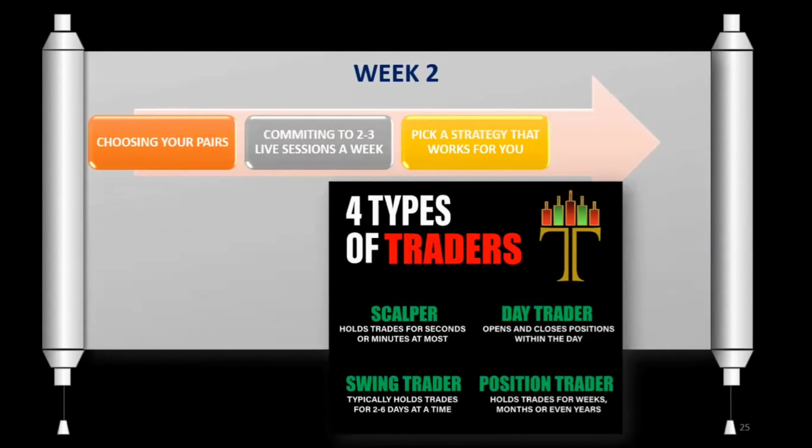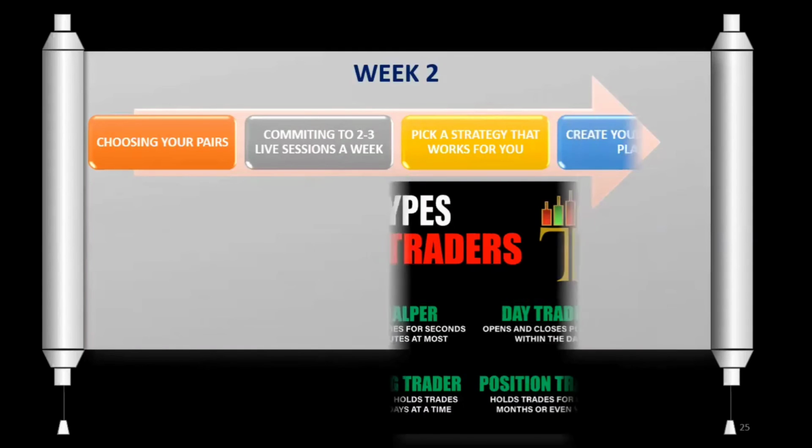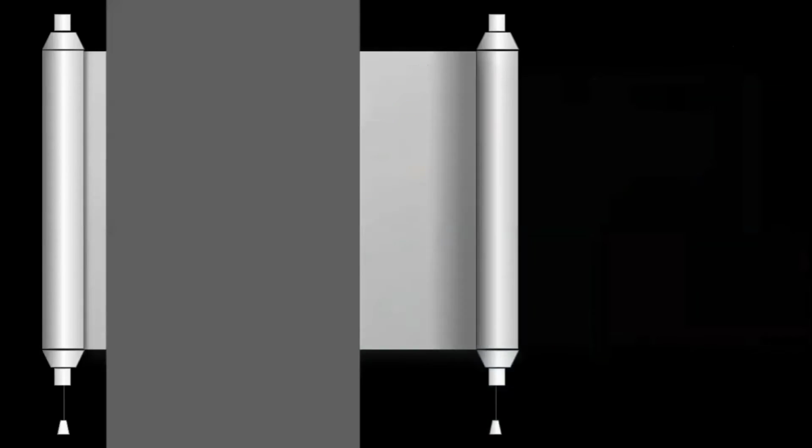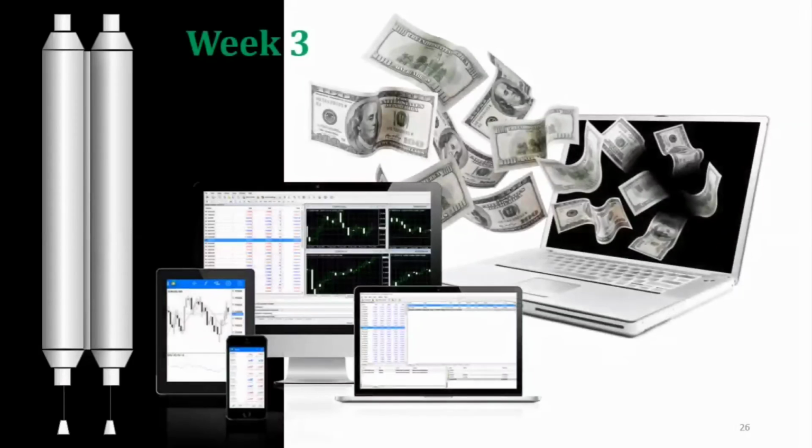I'm a scalper. I like to get in for a few seconds, get the trade, get my profit, and get out of there. All right, and so you have swing trader, day trader, positional trader. Right, you're going to figure out which one works for you, and then you're going to create your own trading plan based on all the education that you get from the back office. So by week 3, you can actually open a live account. All right, based on all the information that you have, go in there and actually start making money.